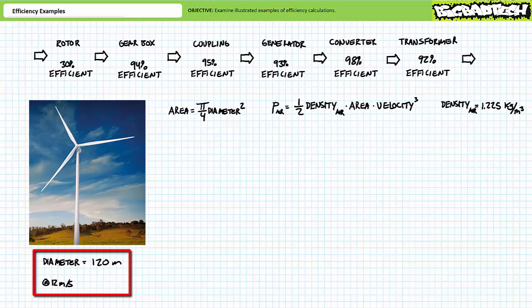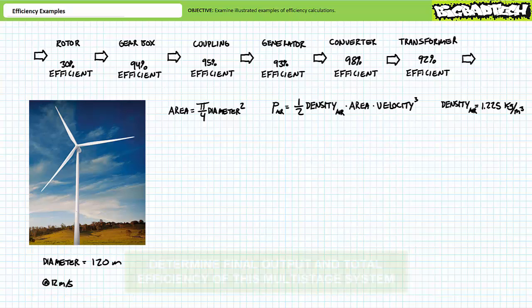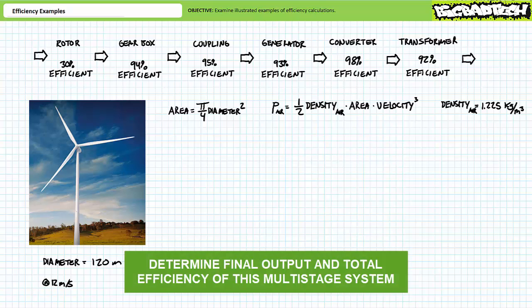Let's say this wind turbine has a rotor that spans an increased diameter of 120 meters and is experiencing wind speeds of 12 meters per second. See if you can determine the total efficiency and the power output of this complete wind turbine. To do so, you'll probably need the following information.